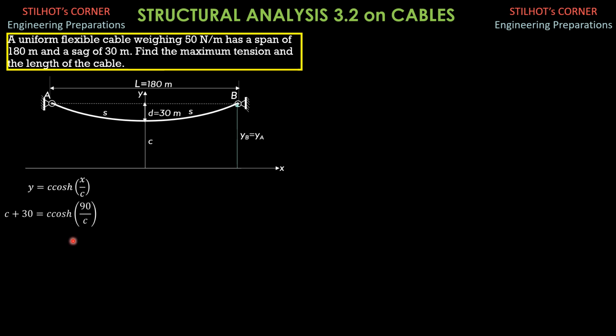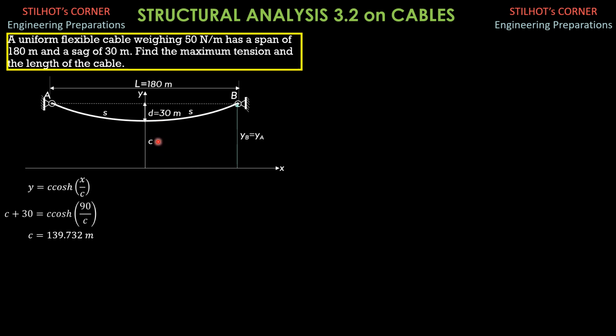Calculators are low-tech. So solving for C, C is equal to 139.732 meters. Then after C is found, Y is equal to C plus 30. Then we can now compute the sag.